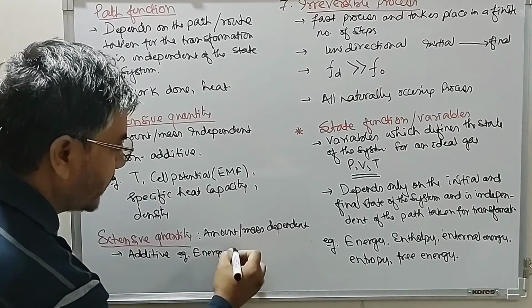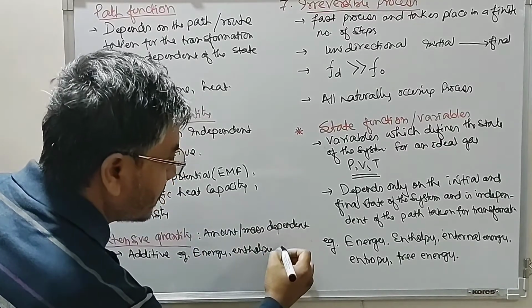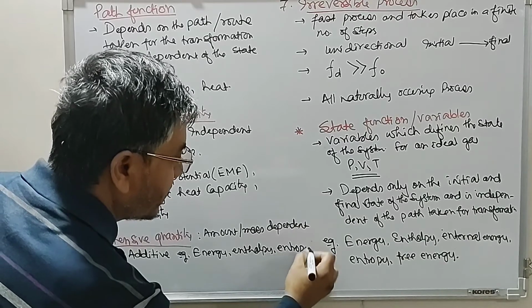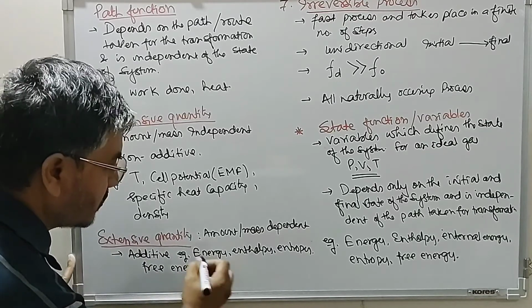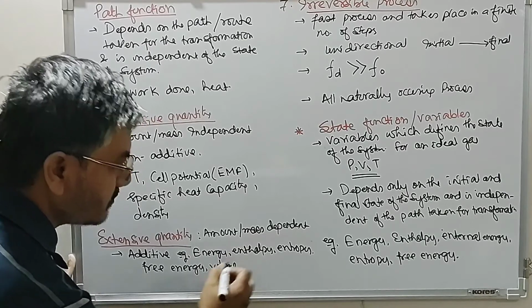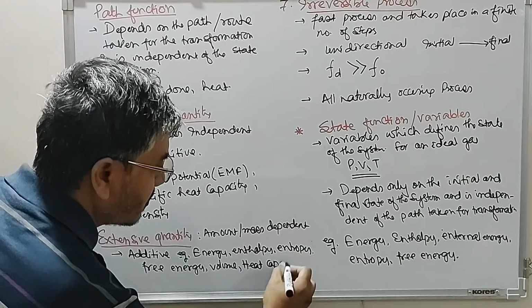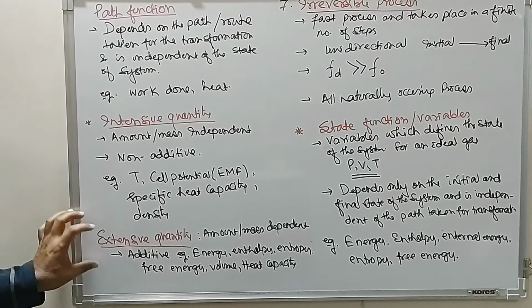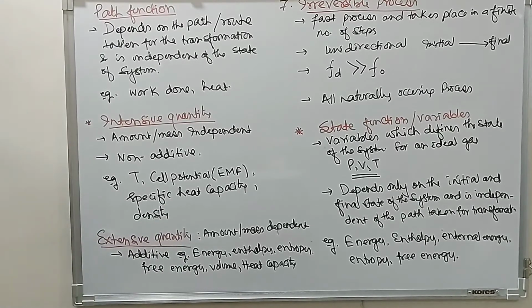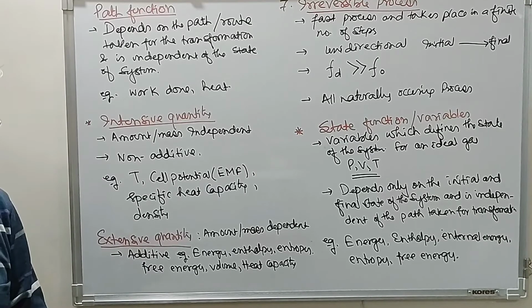Energy, we have enthalpy, we have entropy, we have free energy, we have volume, we have heat capacity. So these are certain terms that depend on the quantity of the substance, or the amount or mass of the substance. So these are known as extensive quantity. So this is intensive and extensive. Then we have some other terms.